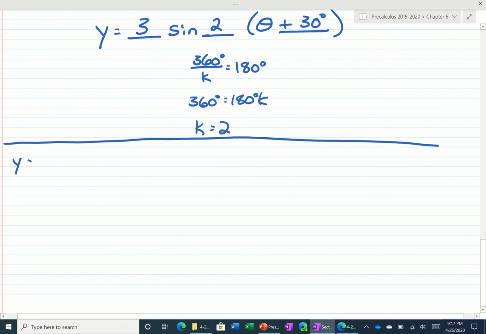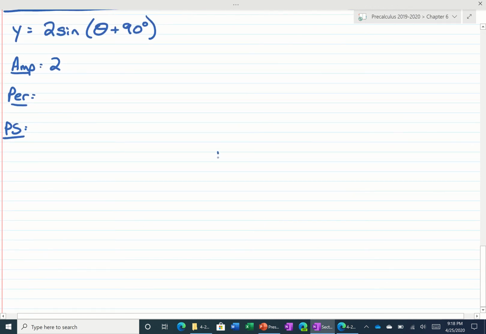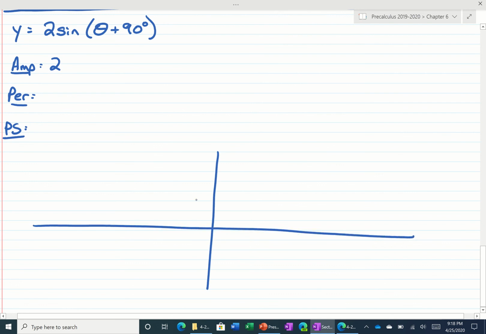Let's graph y is equal to, let's say 2 times the sine of theta plus 90 degrees. Now you're going to want to have a calculator ready. We're going to use the storing function. First thing we always do is figure out what's the amplitude, period, and phase shift. Now the amplitude's 2, so when we go to graph this, the highest it's going to go is 2, the lowest it's going to go is -2.